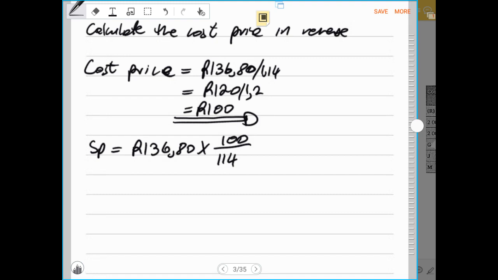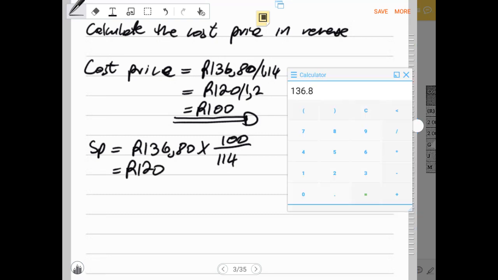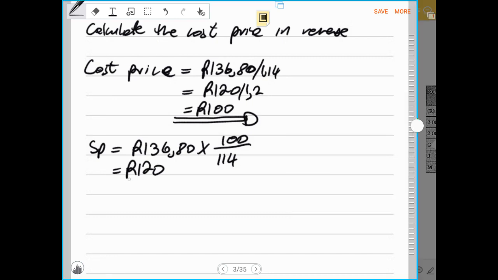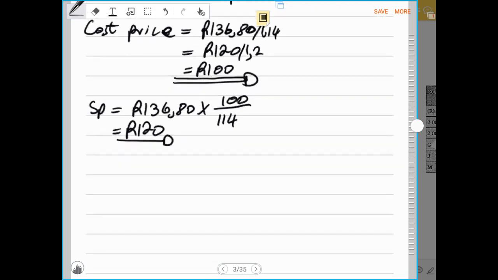We divide by 114, and this will give us straight the selling price of 120 rand. Let us check that: times by 100, and we divide this by 114, and this gives us exactly 120 rand. So however way you do it, it does not matter. Then after, you can say cost price is equal to the selling price of 120, and we say times that.